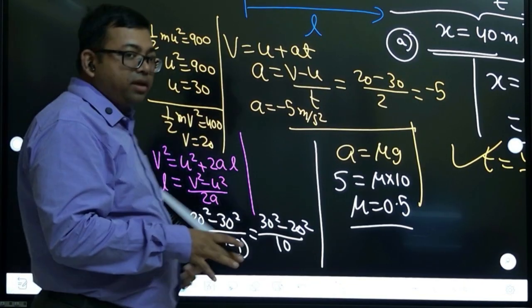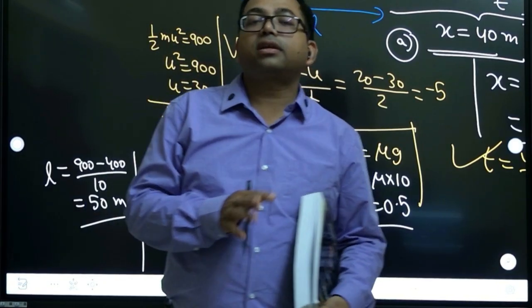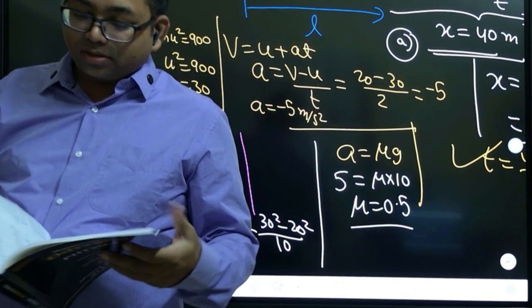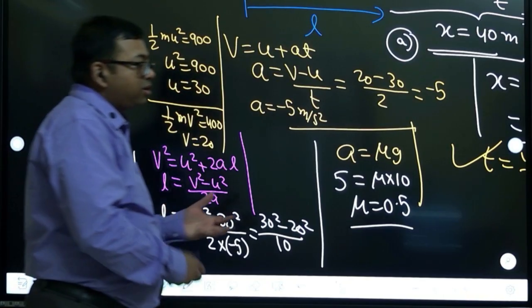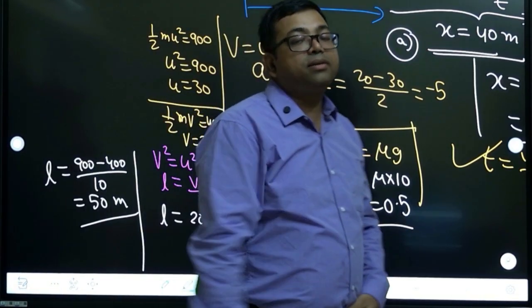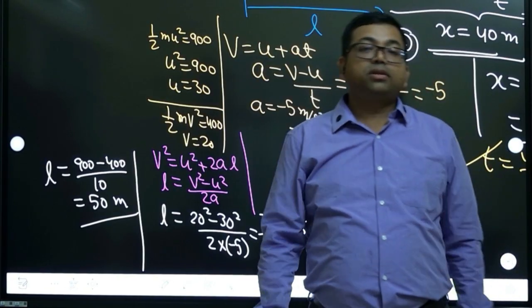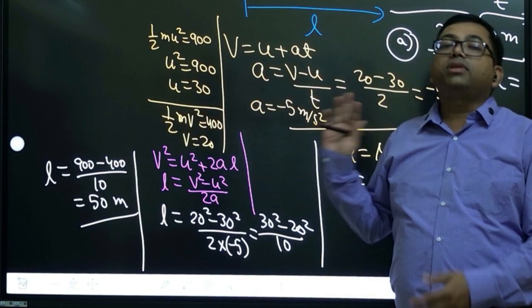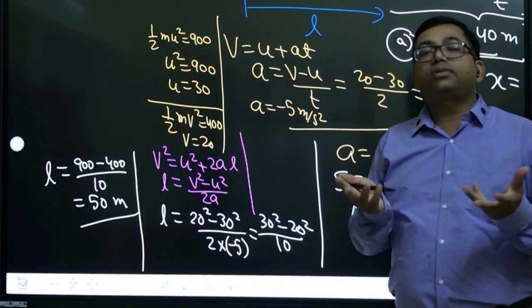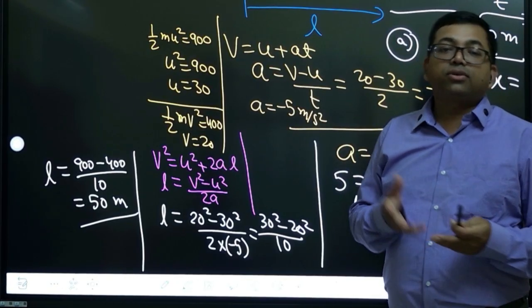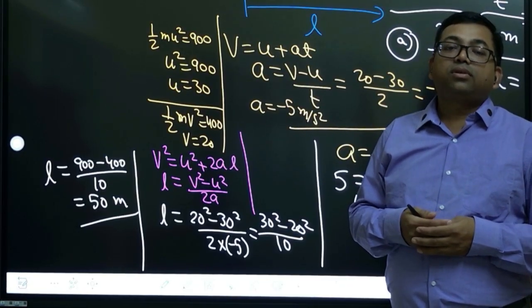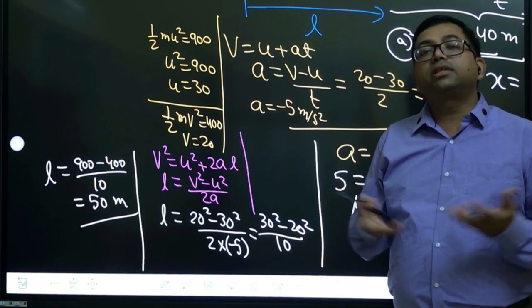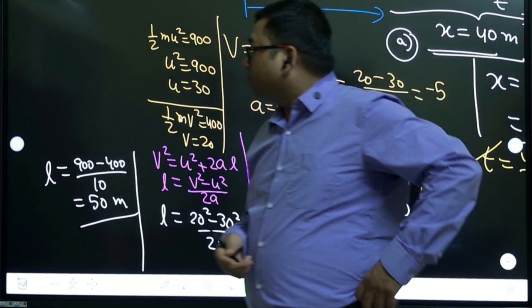So options A, B, D: three options are correct. The third option is not correct. Got it? So there are questions in JEE Advanced which have more than one correct answer. Of course, this question we solved using kinematics. We did not use the work energy theorem, although you can also try it, because work energy also involves kinematics only, force into displacement and all that.